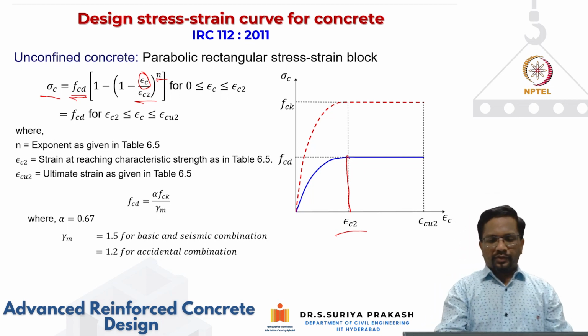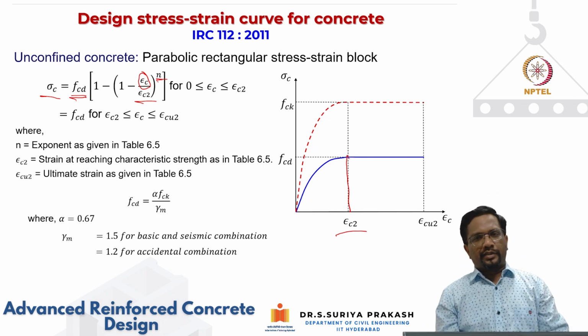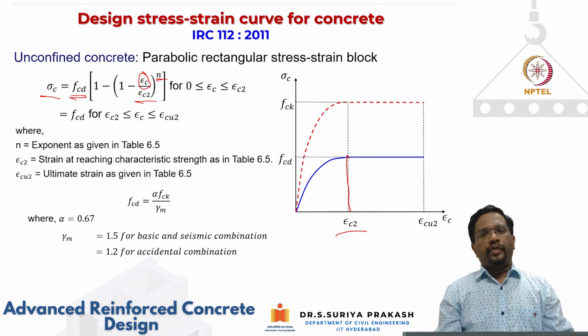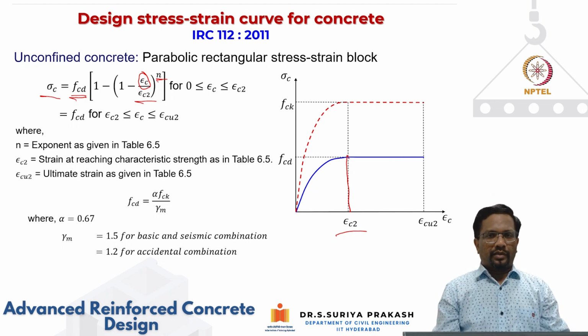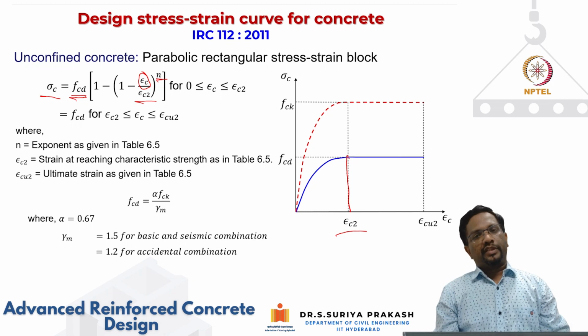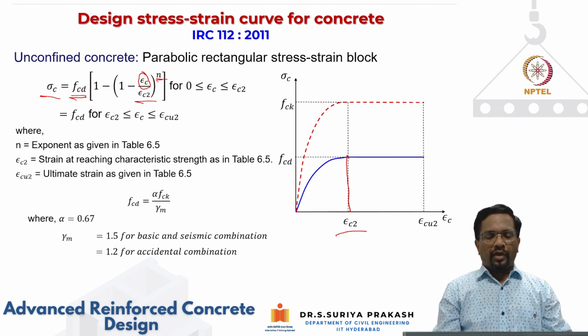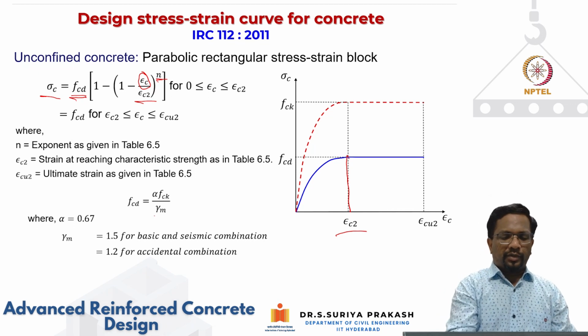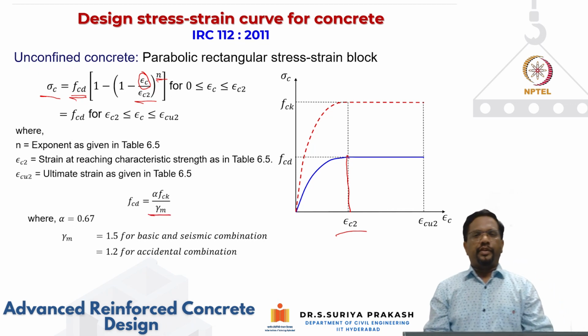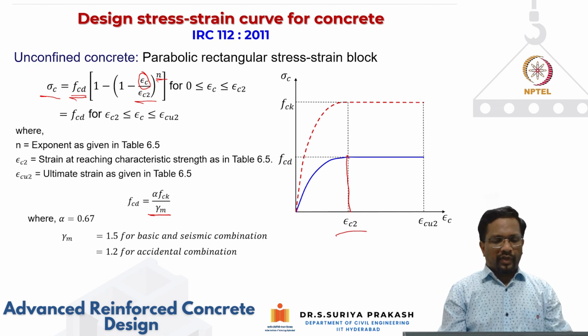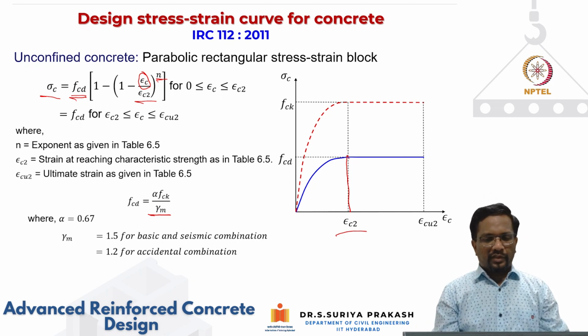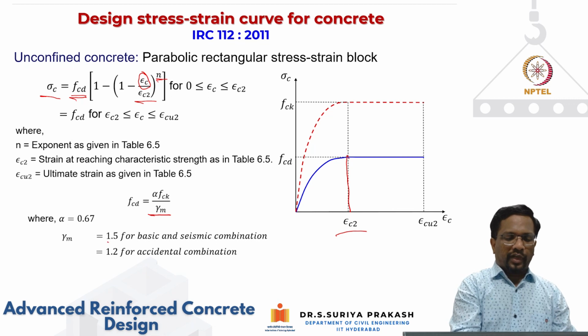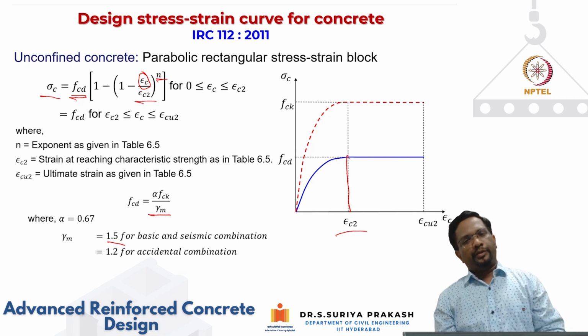So if you see here, the red color is your characteristic stress strain curve, and we don't use the characteristic curves, but what we use is a design stress strain curve. And if you recall what we discussed in the last class, how do we get the FCD? FCD is arrived at by dividing the characteristic strength first by the partial safety factor for concrete, which is 1.5 as per IS 456. IRC 112 gives you two values, 1.5 for basic and seismic combination.